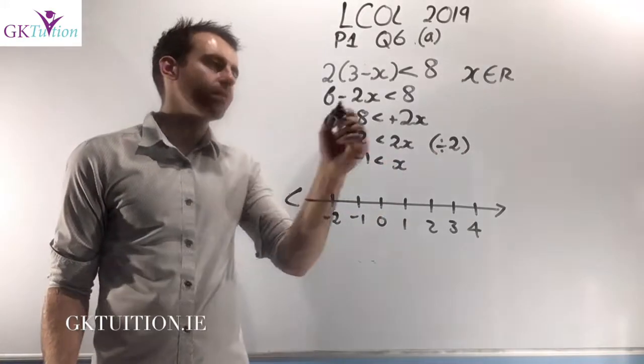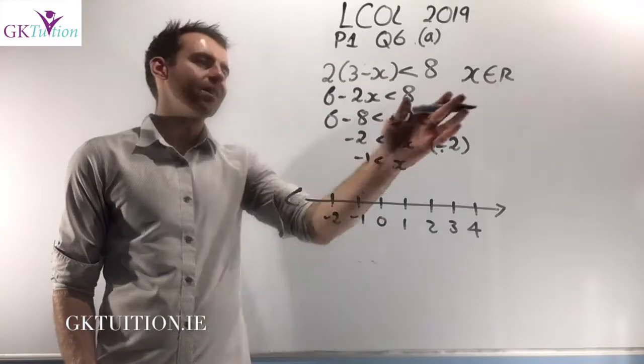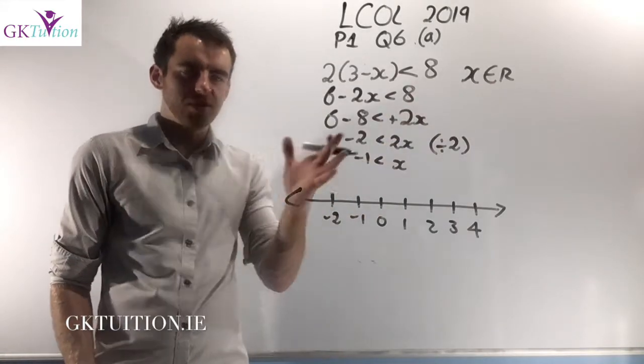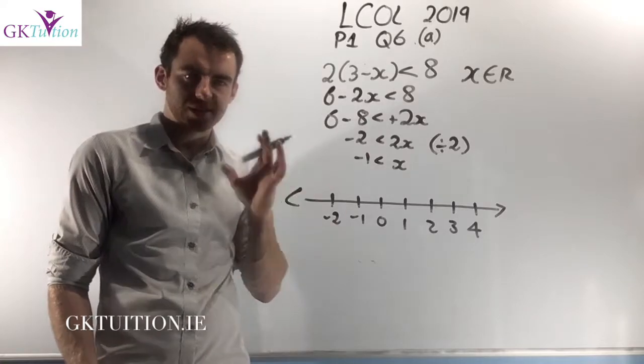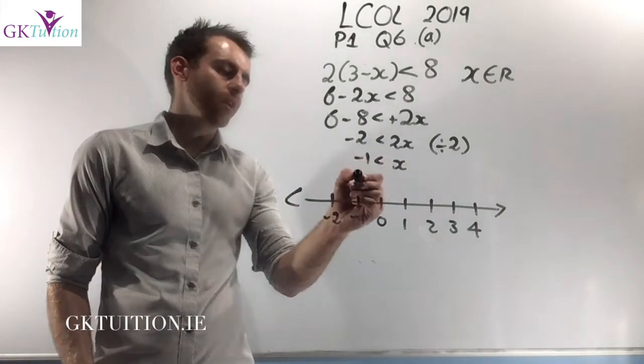Now we need to graph this on a number line where x is an element of R. R is all the real numbers. R is every number, fractions, decimals, everything except for complex numbers. Which means that we know x needs to be greater than minus 1.